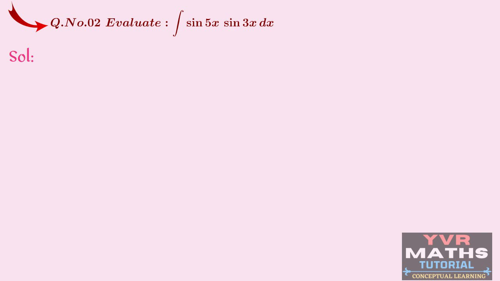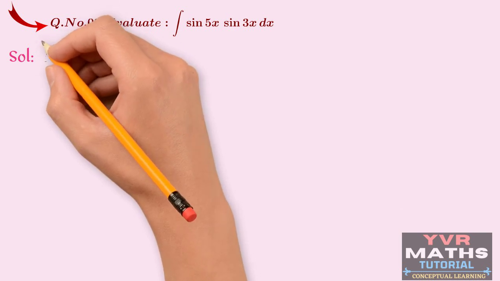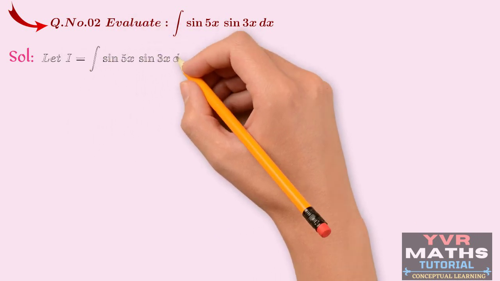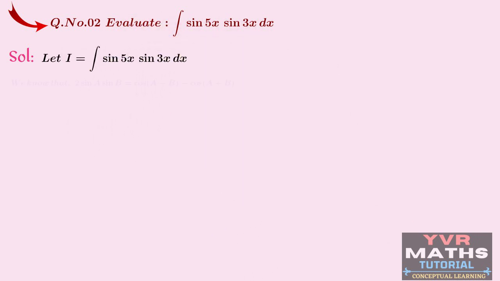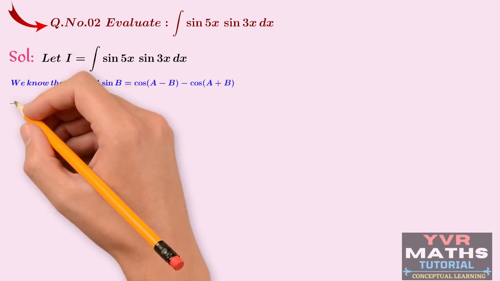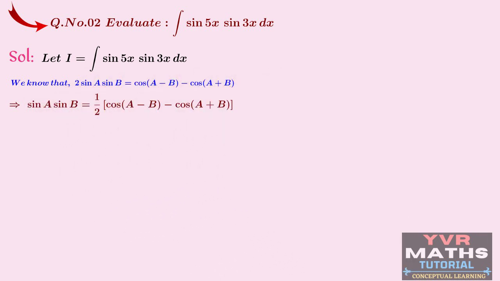First of all, we will consider the given integral as capital I. Then let I is equal to integral sin 5x into sin 3x dx. We know the identities from trigonometry. From those identities, sin A into sin B is equal to 1 by 2 into cos of (A minus B) minus cos of (A plus B).